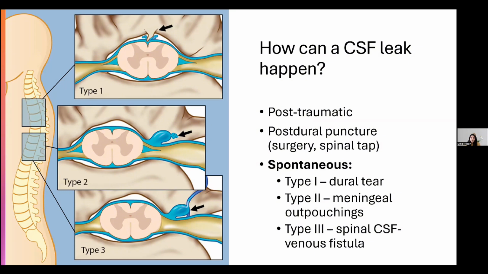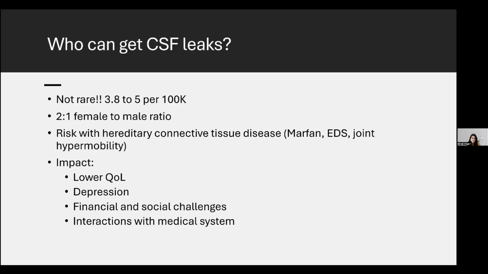A quick note is that CSF leaks can happen from the skull, and that's usually in the setting of trauma. Patients can have a runny nose or fluid that's coming out of the ear. They're very rarely associated with this type of headache, though, in terms of the intracranial hypotension. We predominantly think about CSF leaks that are associated with this headache coming from the spinal cord as opposed to the skull. So who can get CSF leaks?